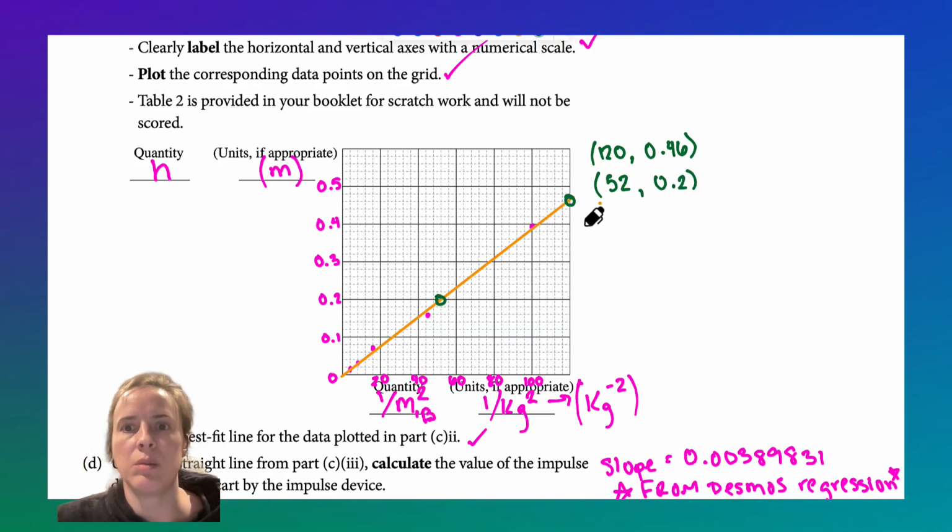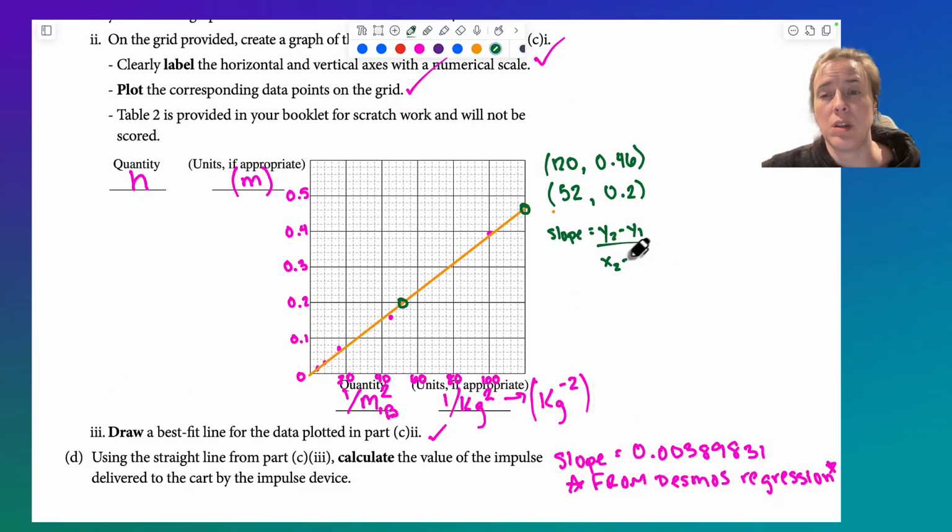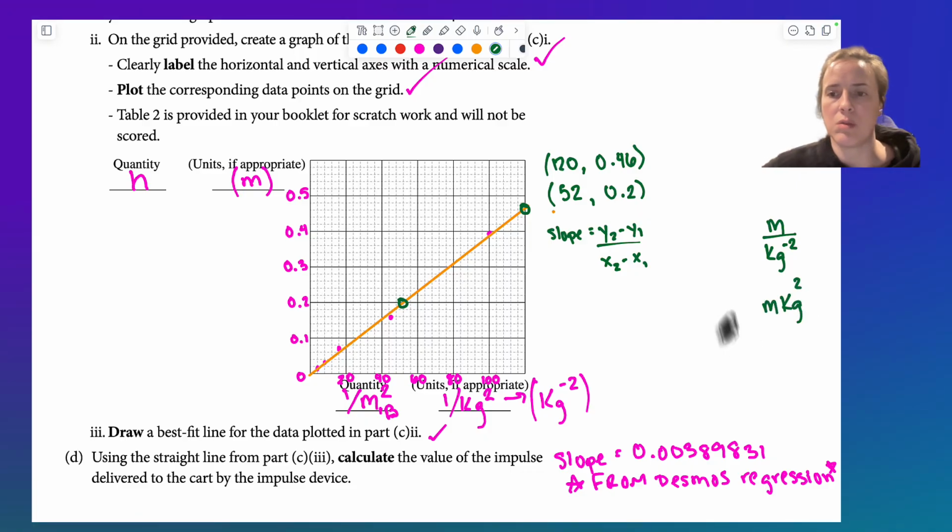Okay. So then we can find our slope using good old y2 minus y1. Now this also tells me what the units of that slope are going to be. So on my y-axis, my units are meters. And on my x-axis, my units are per kilogram squared, or 1 over kilogram squared. So that's going to be kilograms to the -2. Which, if you're good with your exponent rules, if I have a negative exponent on the bottom, I can swing that up. So it's going to be meters times kilograms squared.